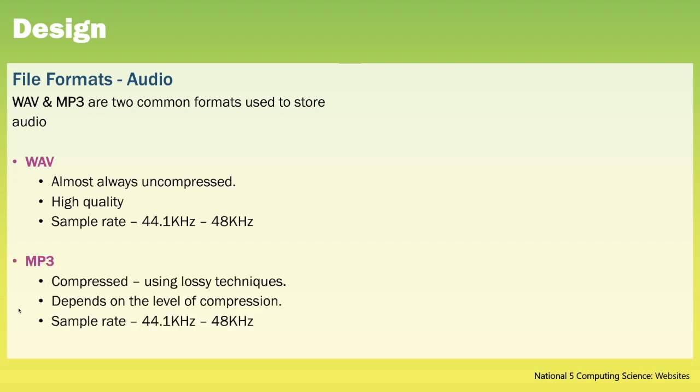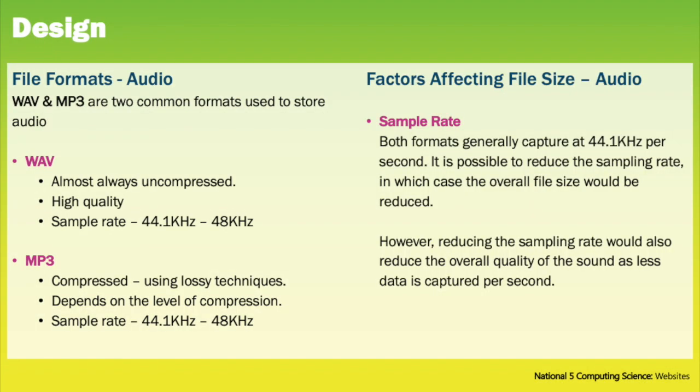MP3s are compressed using a lossy technique, therefore the quality of the sound depends on the level of compression. It is often difficult for humans to notice the difference between WAV and MP3 files. The sample rate for an MP3 is the same as a WAV. Both formats generally capture at 44.1 kHz per second.